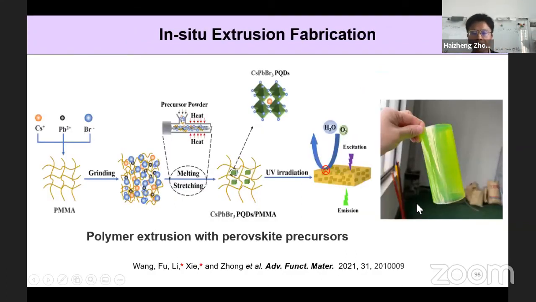Except for the solution process, there are also ways to explore the fabrication of polymer composite films with perovskite QDs by the polymer extrusion process. This process avoids the use of organic solvents by mixing PMMA with perovskite precursors. Then the precursors are milled and heated at high temperature, and this also gives very good transparent, highly luminescent composite films.